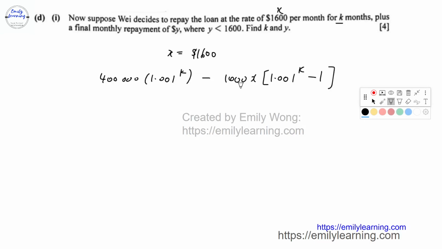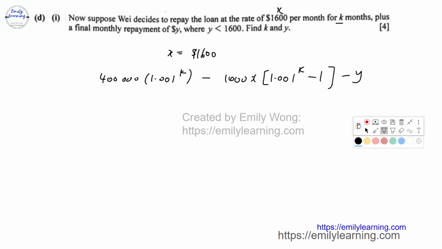Okay. Then I know that at the end of this month, there's also a final repayment of Y dollars. So that means after here, Y dollars is left. So in order to repay it, I need to minus Y. Then it will be equals to 0. I also have another criteria, Y is lesser than 1,600. So now I'm going to put in X equals to 1,600.